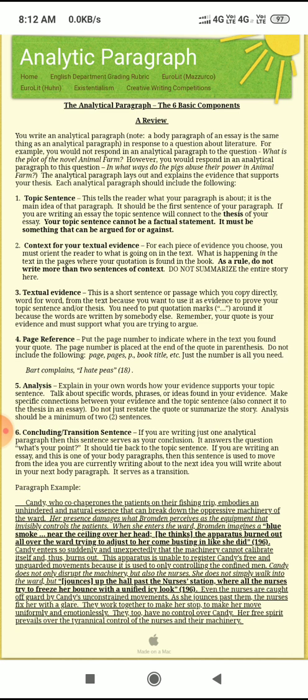If you are writing just one analytical paragraph, then this sentence serves as your conclusion. It answers the question, what's your point? It should tie back to the topic sentence. If you are writing an essay and this is one of your body paragraphs, then this sentence is used to move from the idea you are currently writing about to the next idea you will write about in your next body paragraph. It serves as a transition. Now, my dear students, we will try to understand this last basic component through a paragraph example.